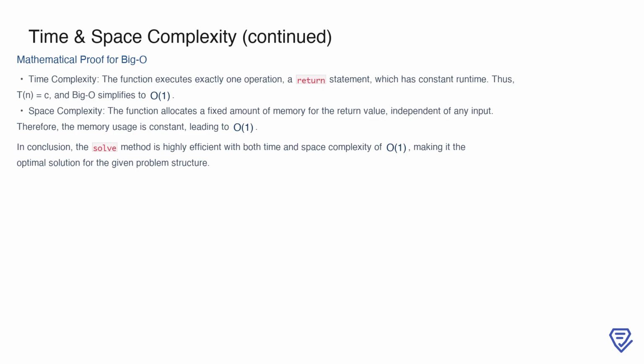Finally, let's formalize this efficiency with a mathematical proof for the big O analysis. For time complexity, the function executes exactly one operation, a return statement. This operation has a constant runtime, so T(n) equals a constant value, c, and in big O terms, this simplifies to O(1). For space complexity, the function allocates a fixed amount of memory for its return value, which is independent of any input. This constant memory usage also results in a space complexity of O(1). In conclusion, the solve method is both time and space optimal, with O(1) complexity in both dimensions, making it an ideal solution within the problem's constraints.